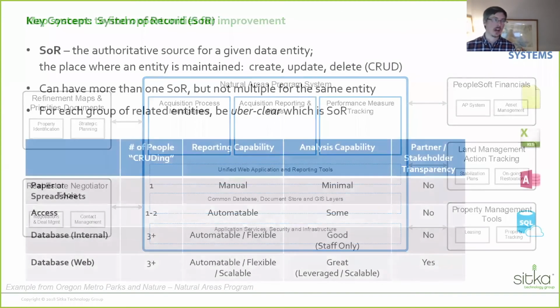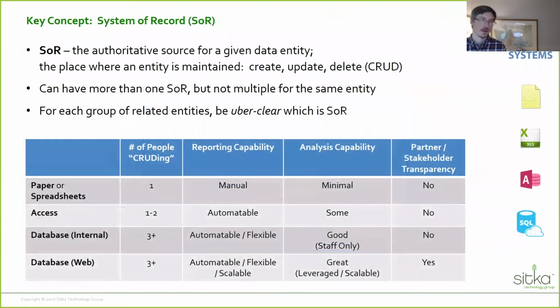One key concept to talk about is system of record. System of record is the authoritative source for a given data entity. It's the place where an entity is maintained. What we call in the biz is create, update, and delete, or CRUD. It's where the write operations happen to the information or the data. You can have more than one system be a system of record, but you don't want an entity spread across multiple systems if you can help it. If you are doing that, there's some techniques to deal with it, but it takes more work. For each group of related entities, be uber clear which one is the system of record.